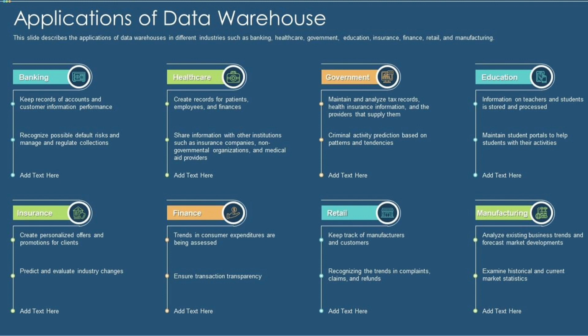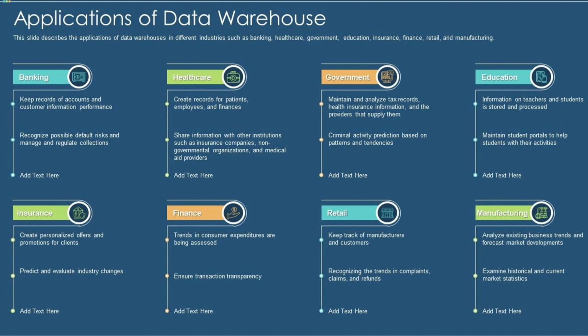And in the government domain, it maintains and analyzes tax records, health insurance information, and the providers that supply them, and does criminal activity prediction based on patterns and tendencies. In the education field, information on teachers and students is stored and processed by data warehouses, and student portals are maintained to help students with their activities. In the insurance domain, it creates personalized offers and promotions for clients, and predicts and evaluates industry changes. And in finance, the data warehouses are used to assess trends in consumer expenditures and ensure transaction transparency.